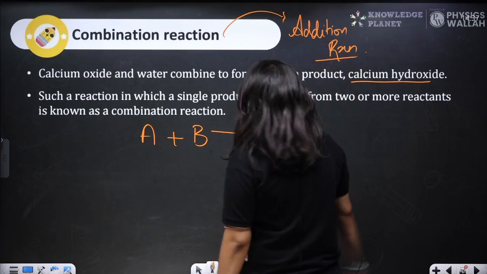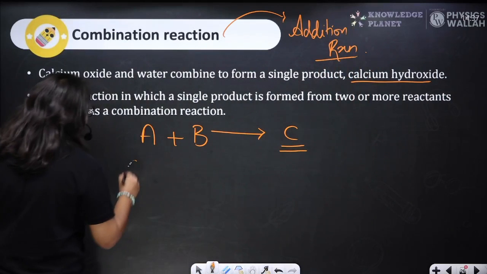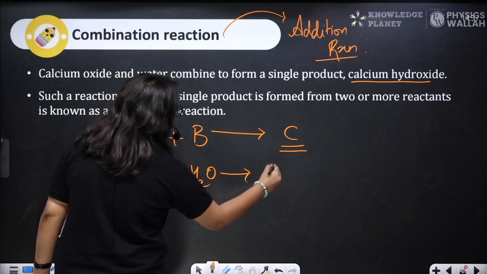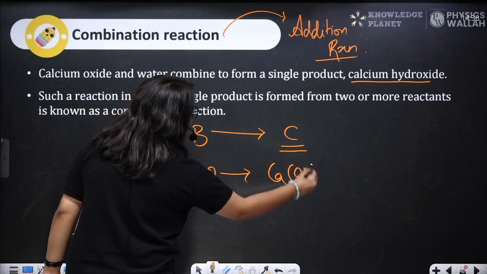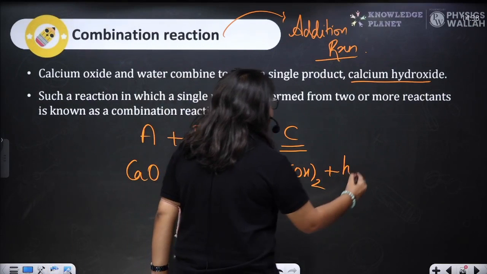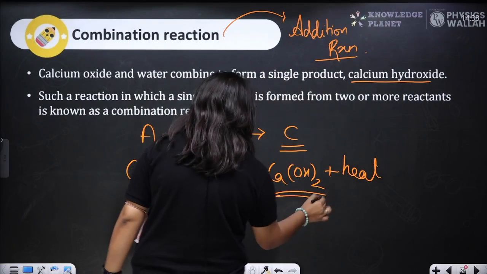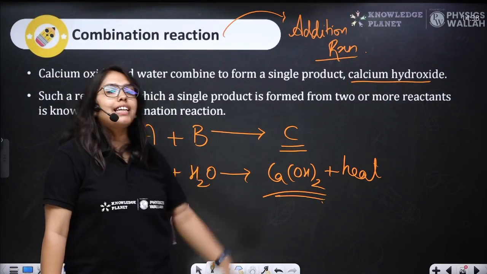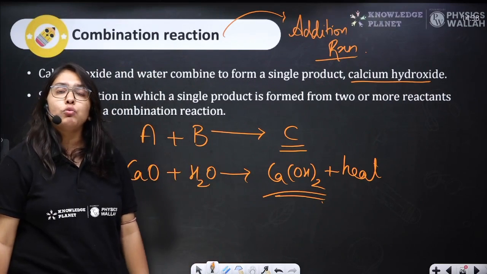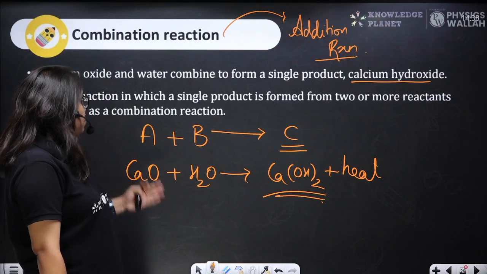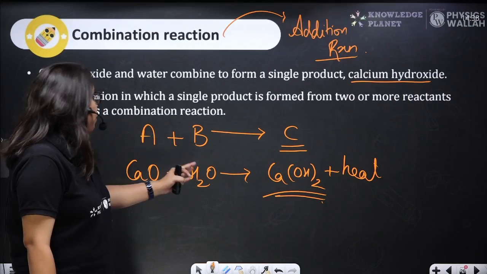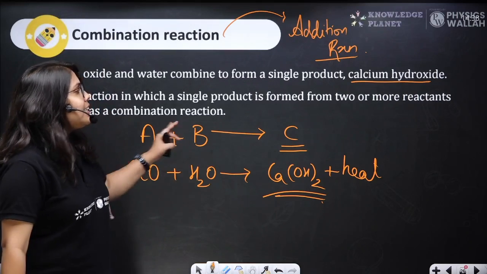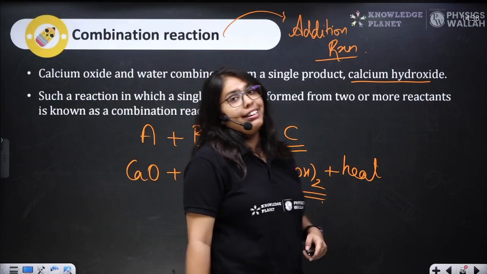Calcium oxide is one compound reacting with water, and it gives rise to calcium hydroxide with the liberation of heat. Are we not getting a single compound? We are, right? We are getting a single compound. So what is it an example of? Combination reaction. Why? Because two reactants, calcium oxide and water, are interacting to give rise to calcium hydroxide, which is a single compound. Thereby, this is known as a combination reaction.